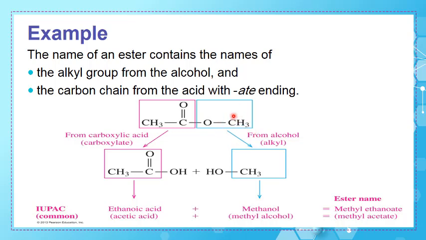So it will be with 1 carbon atom, it is methyl because the alcohol is methanol. And here it was ethanoic acid, so it turns to be ethanoate. So the name that consists of 2 words is methyl ethanoate. Let's practice here in order to know.